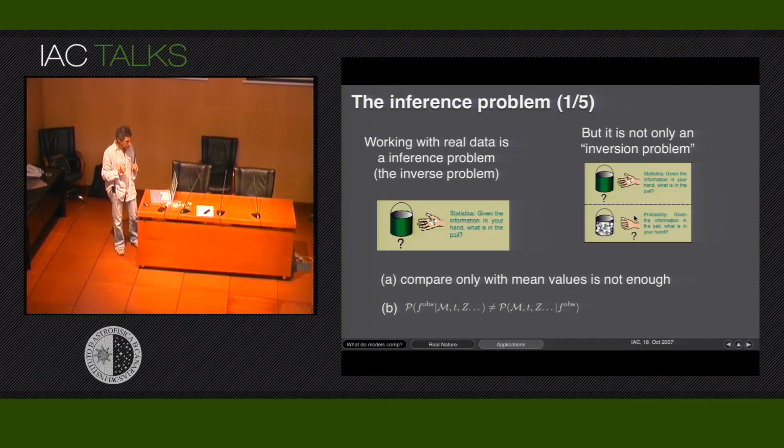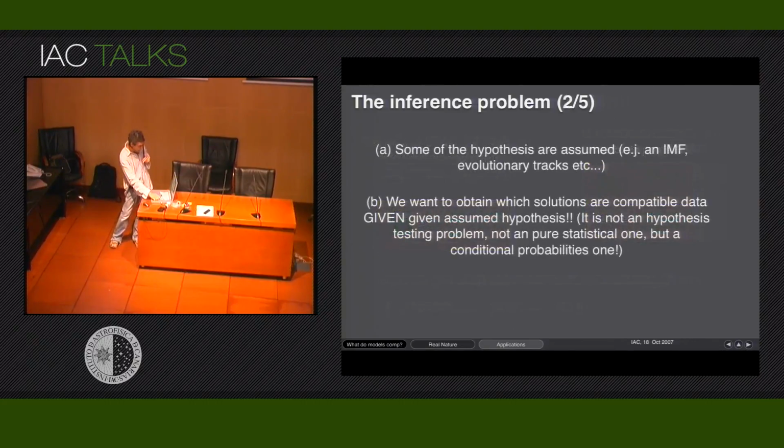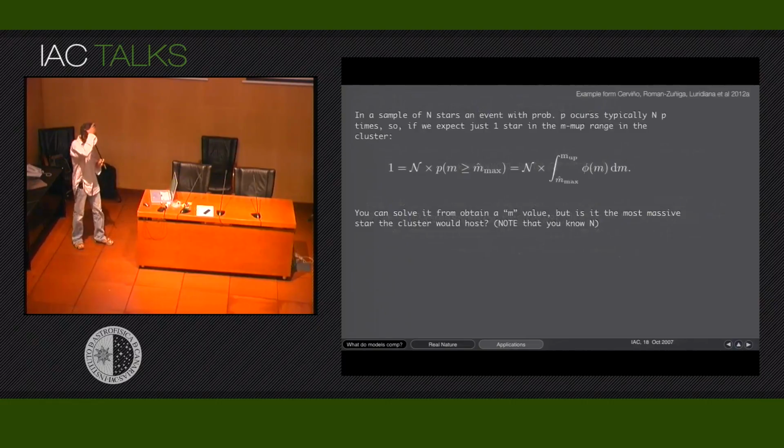But it's not exactly true, because when you make the fit, you are already assuming what the initial mass function is, what the star formation rate is. So it's not exactly a statistical problem, not a hypothesis testing, but a problem more related to conditional probabilities. I will go more quickly. This is a paper that we won't go through in detail, but I think it's a good example. Let me just put it up.